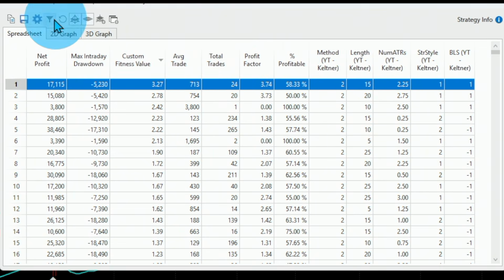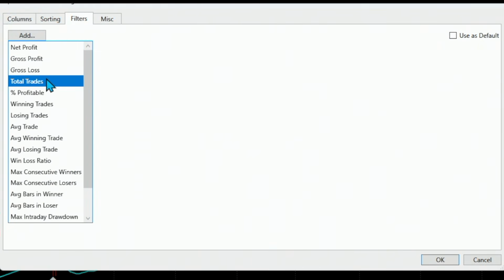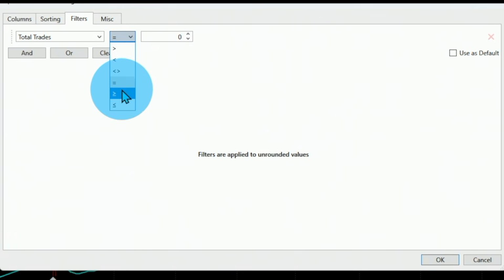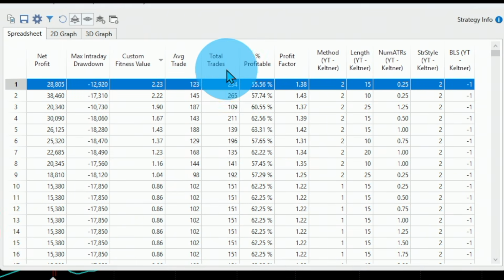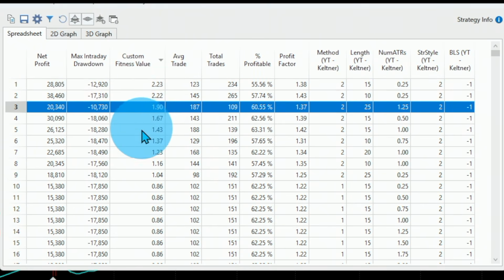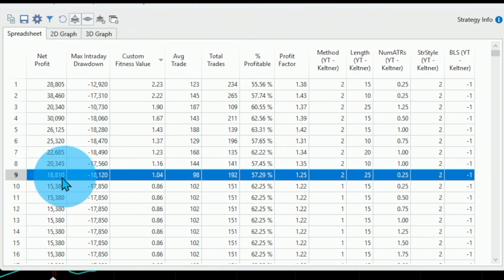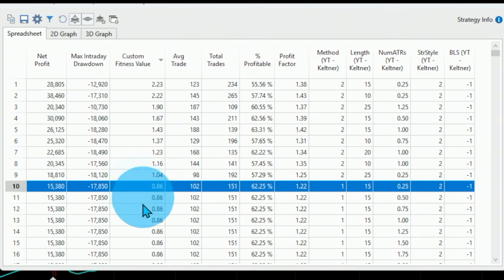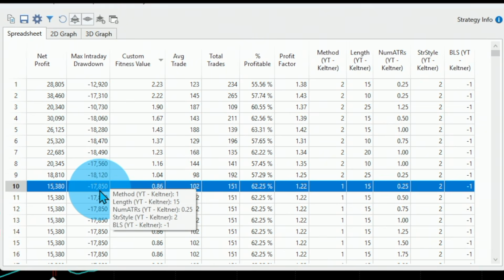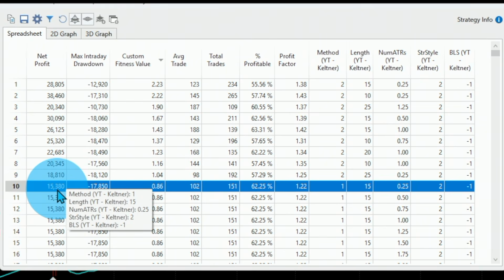Now, if I filter trades above 100, so let's put it at 100, we can see now that all strategies sorted by return to drawdown are doing more than 100 trades. And we have 2.23 as the best, 2.22, and then we start falling down until here. So basically we have 9 strategies above 1, and then the rest are below 1, meaning the drawdown is bigger than the return.